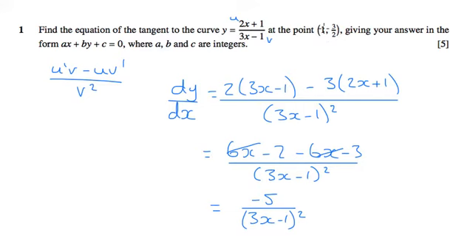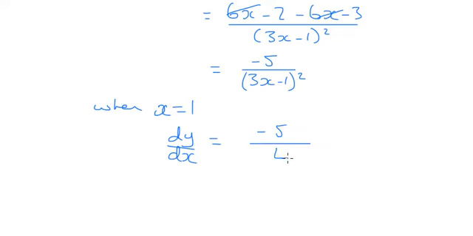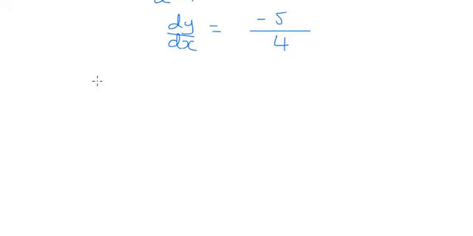The point that we're given is 1, 3 over 2, so we need to know the gradient when x equals 1. So when x equals 1, dy by dx is minus 5 over 2 squared, which is 4, so minus 5 quarters. So we can then do, as I said earlier, y minus y1, and y1 was 3 over 2, equals m, the gradient, times x take away x1, which is just 1.